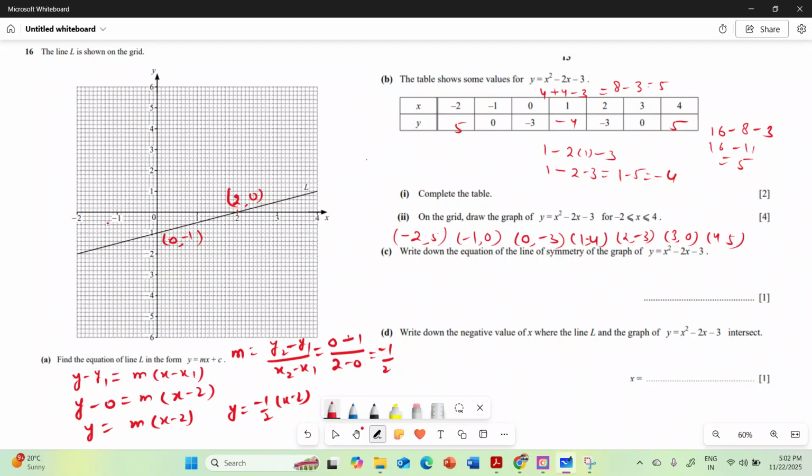So the first point is negative 2 and 5. So negative 2 and 5 here. This is the point, negative 2 and 5. Second point is negative 1 and 0. This is negative 1 and 0. Then 0 and negative 3. And next is 1 and negative 4. 1 and negative 4 is here. So this is coming here. And 3 and 0. So when x equal to 3, y equal to 0.